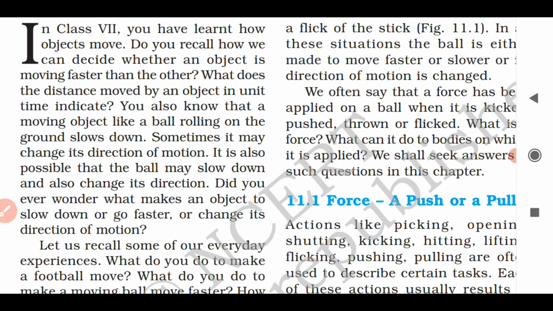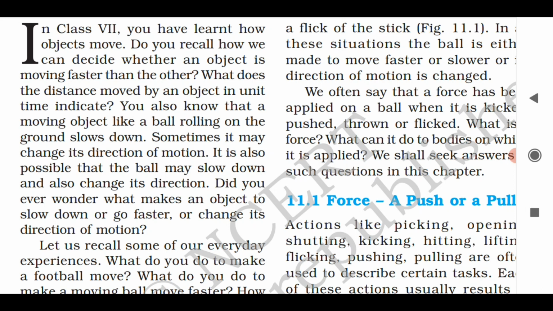You also know that a moving object like a ball rolling on the ground slows down, right? Initially when we hit the ball, it will begin to move at a very high speed, but after some time the ball will slow down. That means the speed of the ball will be reduced. Sometimes it may change its direction of motion, right? If we hit a ball, the direction of motion of the ball can also be changed. It is also possible that the ball may slow down and also change its direction after some time.